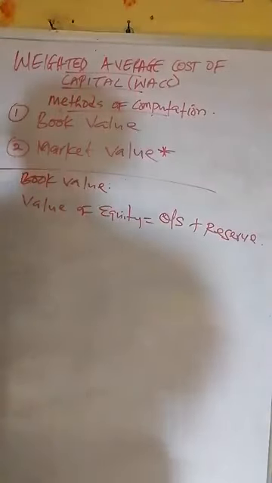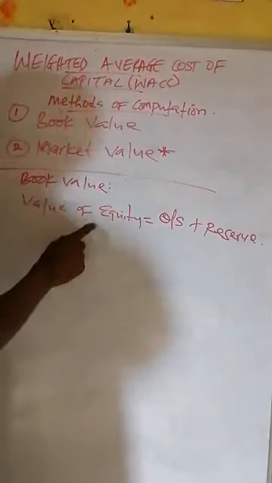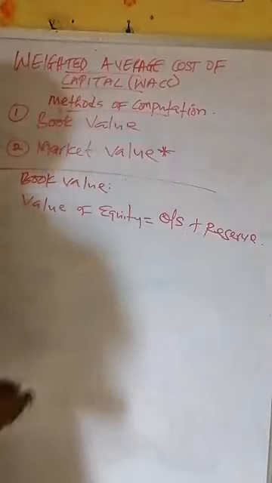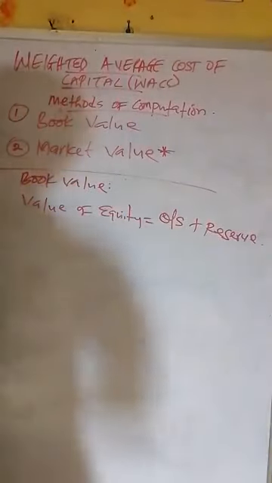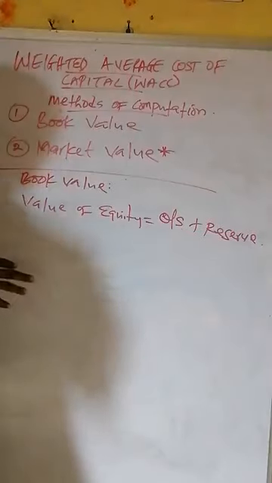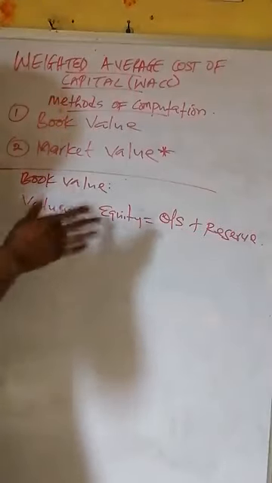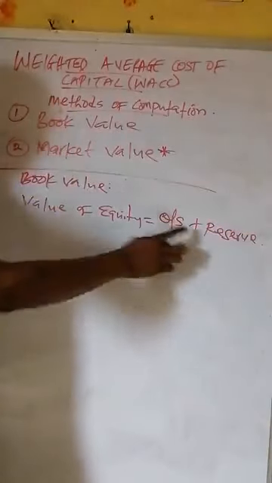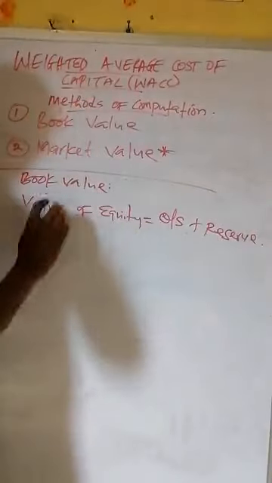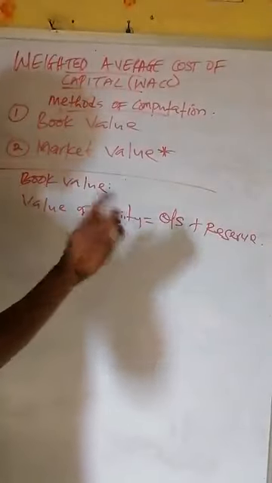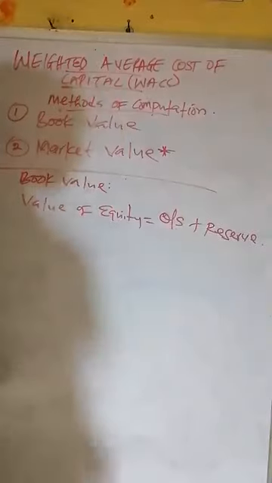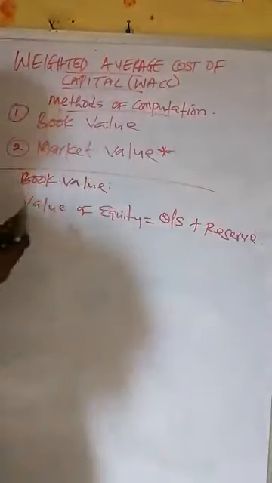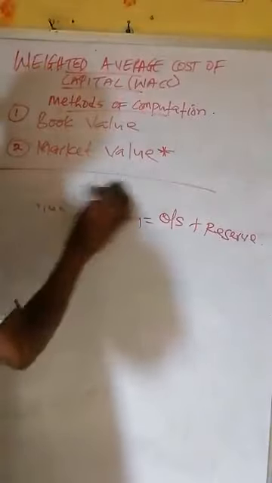But market value doesn't consider reserve, because reserve has no value in the market. Reserve is just sitting in the company's book, and has no value in the market, as simple as that. So market value has nothing to do with reserve, while book value has the total value of equity, which is ordinary share plus reserve. That is just the difference between book value and market value.